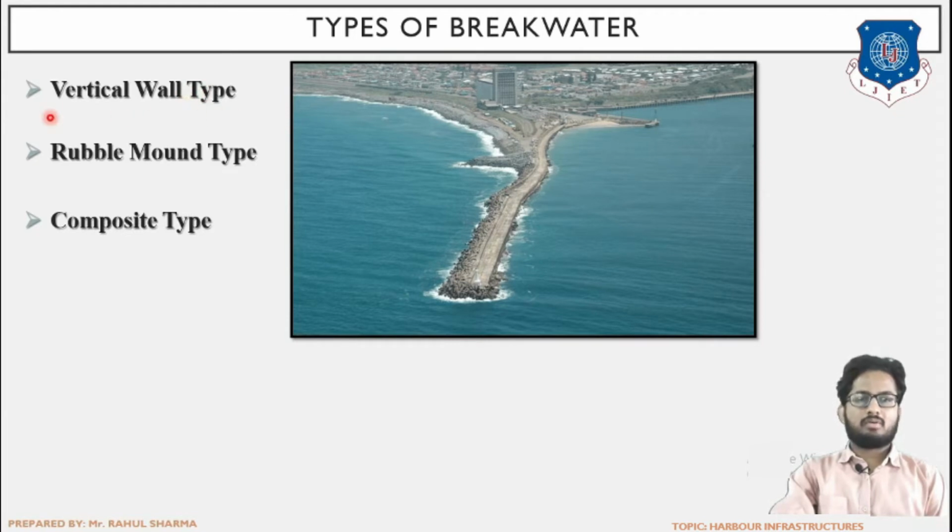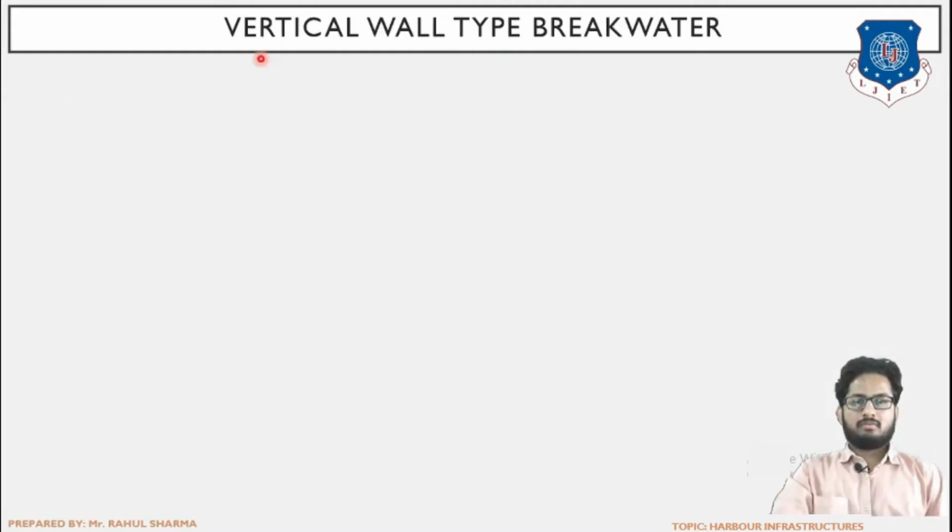It basically includes three types: the vertical wall type breakwater, rubble mound type breakwater and composite type breakwater. The vertical wall is a masonry construction, rubble mound is constructed of unfinished stones, and composite type is a combination of both these types. We will be discussing all these three types one by one in the upcoming slides. First of all, let us begin with the vertical wall type breakwater.